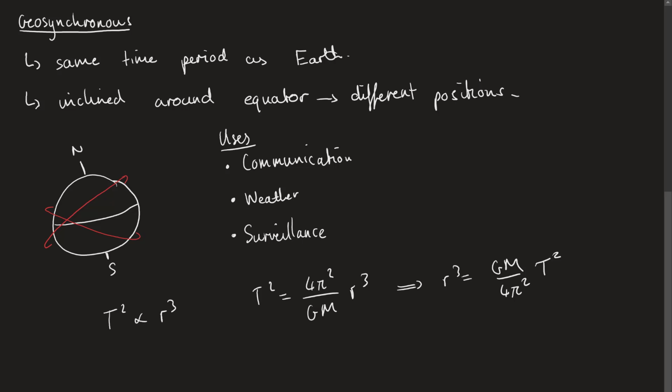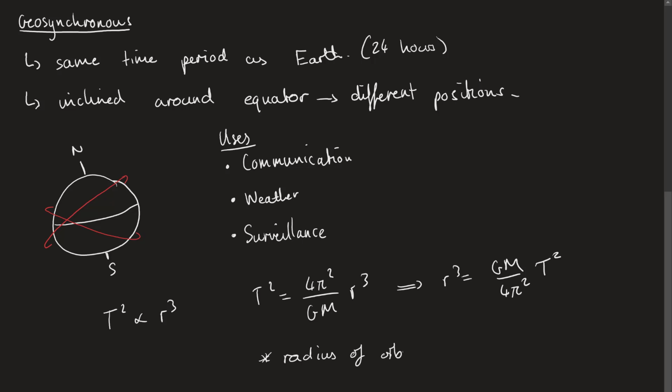And then we know T because it's going to be 24 hours, because that's the time period of Earth. So this is 24 hours. However, you always want to make sure your times are in seconds. M is given in the formula sheet, G is given in the formula sheet, so all you have to do then is solve for r. Be careful when they ask for the difference between the radius of orbit.